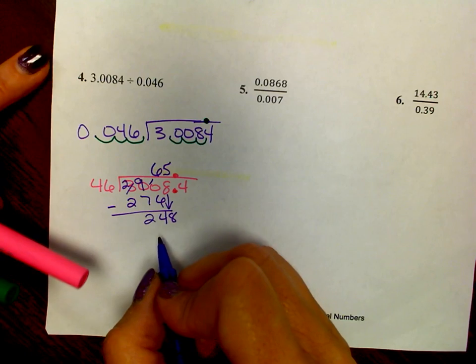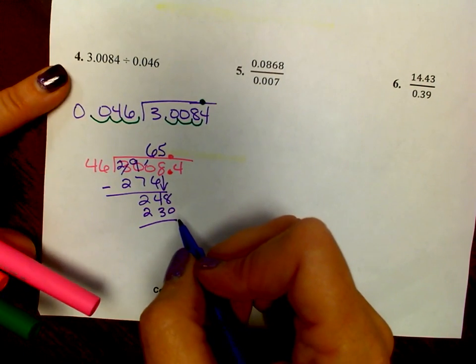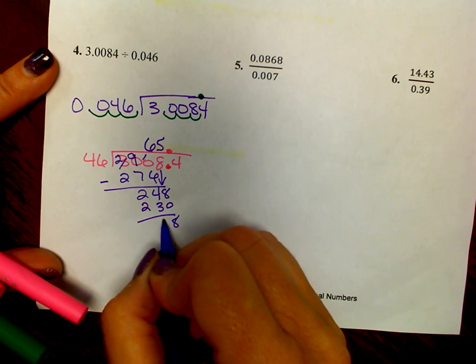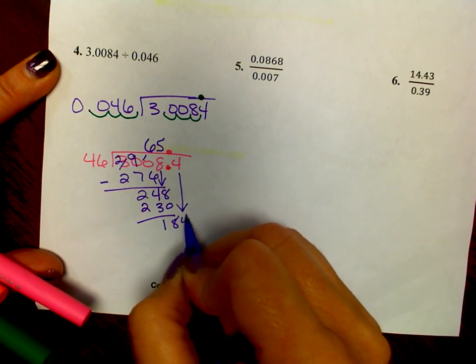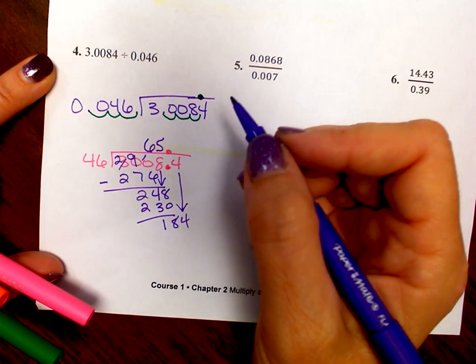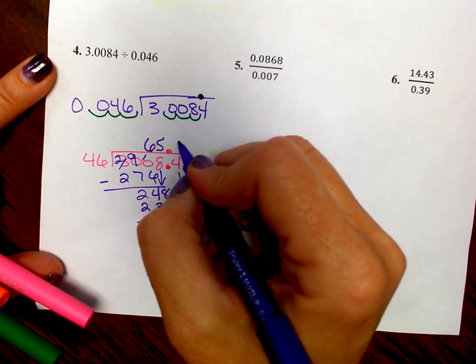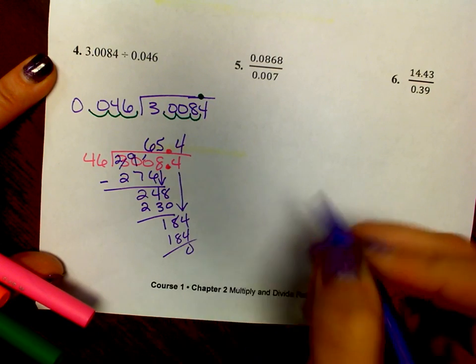That would be 230. And then this is 18. Bring down your 4. And 46 can go into 184 4 times. So there's your answer.